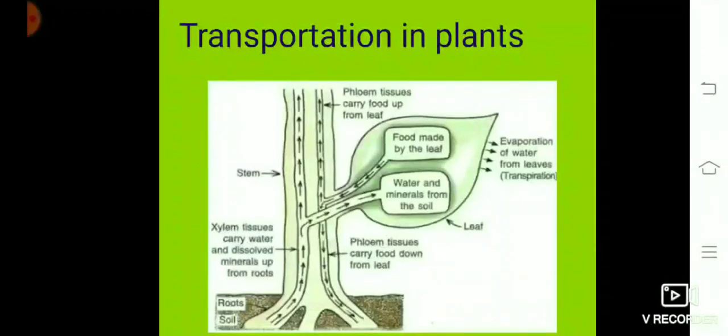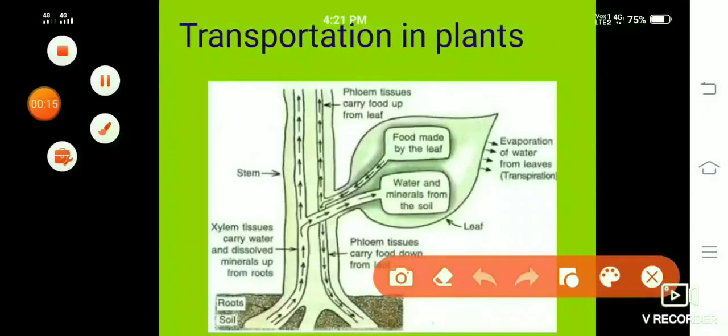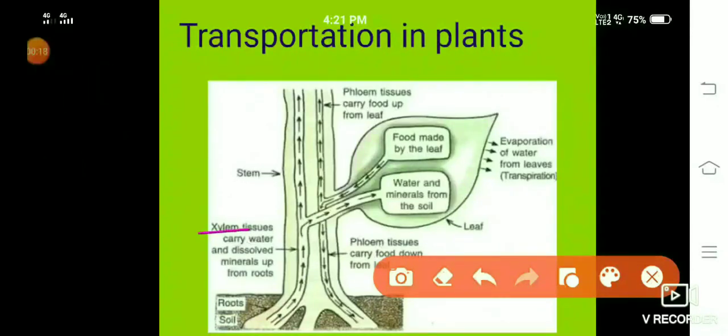This transport system moves the energy stores from the leaves and raw materials from the roots. So they need a channel or a pathway to perform this process, and these are nothing but xylem and phloem. Xylem and phloem play a very important role in the transportation process. Xylem moves the water and minerals from the soil, whereas phloem transports the food stored in one region to other parts.